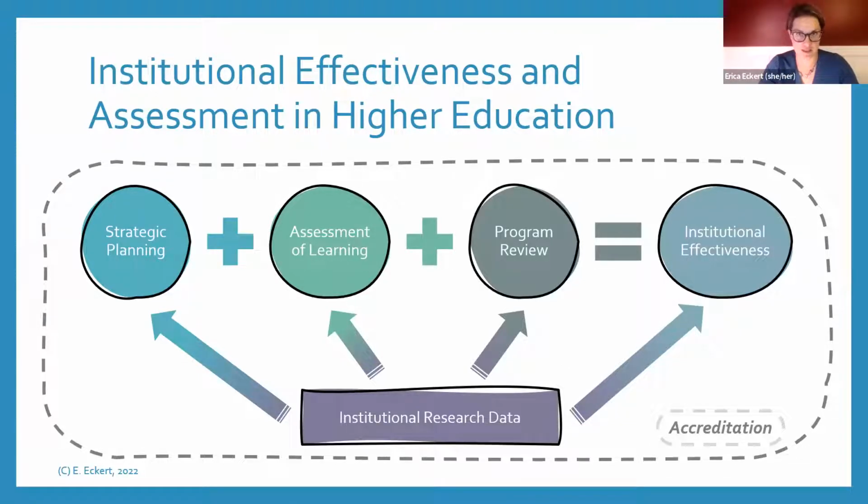Undergirding those three things, strategic planning, assessment of learning, and program review, is your institutional research data. And so it's really important to have a strong institutional research function to help provide information, because you need information to plan, you need information to do assessment, and you need information for your program review process. And we'll get into institutional effectiveness in just a second. But I wanted to start off with this graphic because I think it helps put these concepts together. You need all three: strategic planning, assessment of learning, and program review to get to institutional effectiveness. And your institutional research office or person is going to be instrumental in helping you do that work.